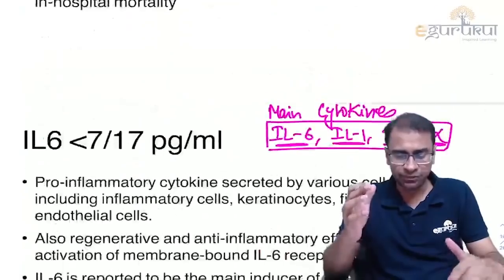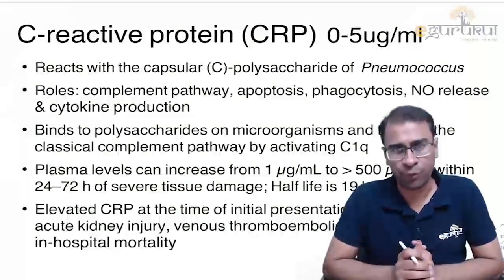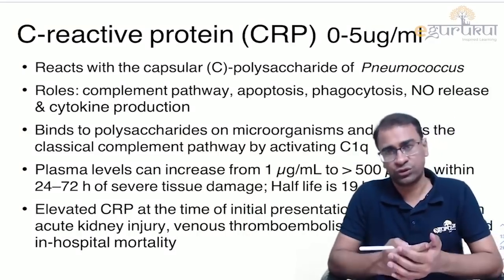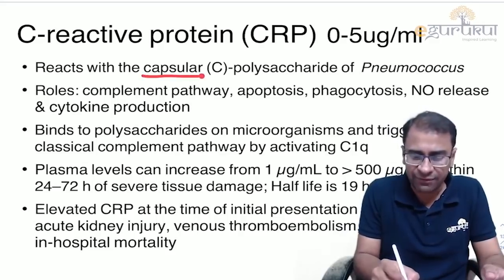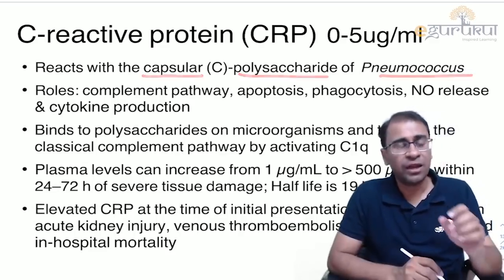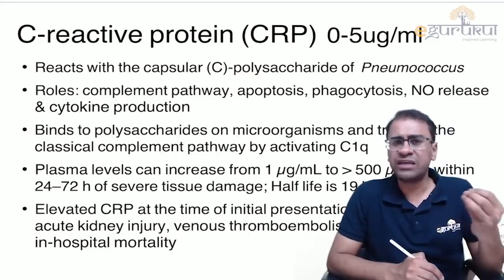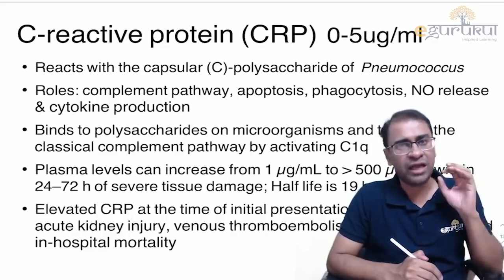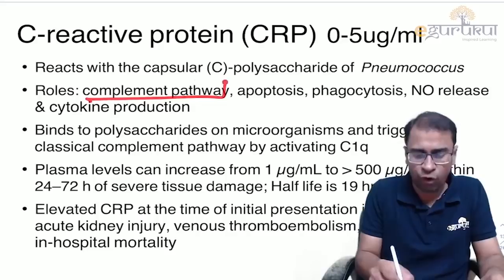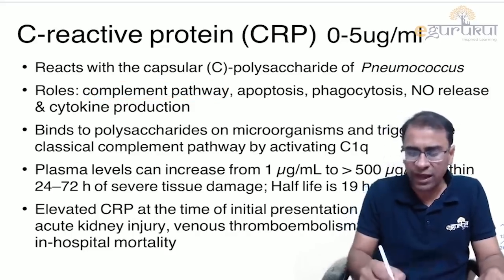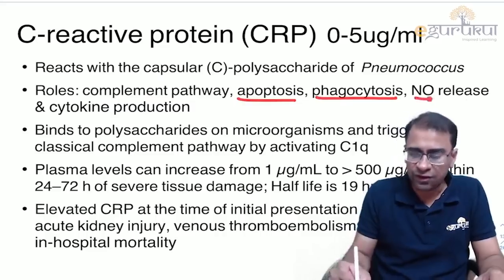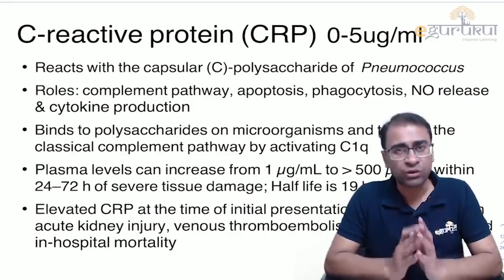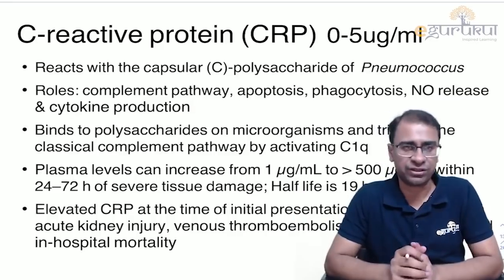See, the first one is the C reactive protein. Well, this protein is actually derived from the liver, and it was initially detected to be reacting with the capsule polysaccharide of the pneumococcus. Now, many students think that the only role of CRP is that it acts as an acute phase reactant. No, it has major roles in the body, the most important being the activation of the complement system pathway. Apart from this, it also has a role in apoptosis, phagocytosis, nitric oxide release, and cytokine production. So the body will always start releasing CRP so that it can try to fend off the infections.